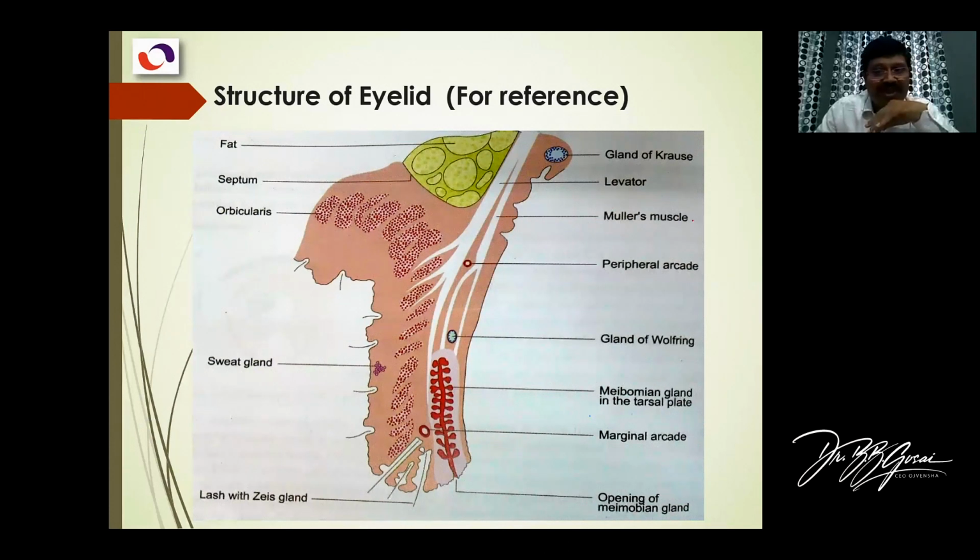Mueller's muscle is supplied by the sympathetic system and the levator is supplied by the oculomotor nerve. So even in the case of damage to the sympathetic system coming to the head and neck, like in Horner syndrome, the patient still develops ptosis because of this Mueller's muscle paralysis. Mueller's is a small part of the levator and it has a different nerve supply, which is later on mentioned with the extraocular muscles. So it is also part of the structure.